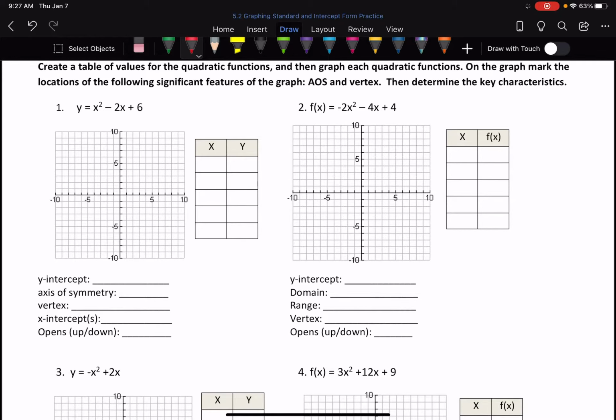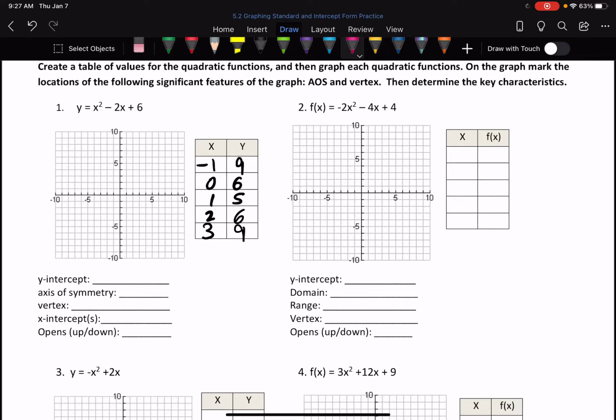So let's start off where x equals -1. So from our table, we've got -1, 9. Where x equals 0, y equals 6. Where x equals 1, y equals 5. Where x equals 2, y equals 6. And where x equals 3, y equals 9. So let's graph those points.